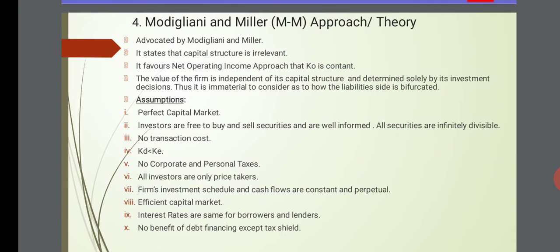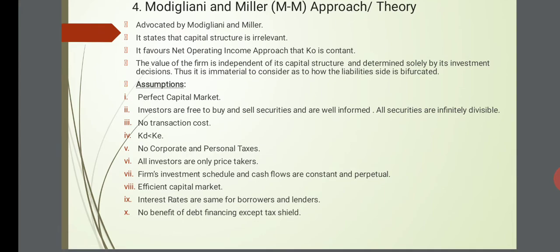So, Modigliani Miller approach says that it is immaterial when we are talking about the capital structure being a deciding factor while changing the valuation of the firm. Valuation of the firm is independent of capital structure and it is determined solely by its investment decisions, what kind of investment decisions the firm is taking.